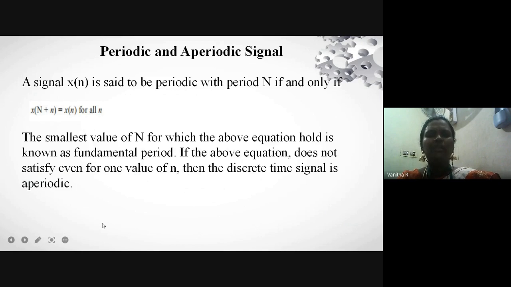And the small n values, for example, we fix as 0, 1, 2, 3 and so on. So what is our motto? The given signal will be x of n, which is a discrete time signal, and we should be in a position to say whether the given signal is a periodic signal or an aperiodic signal.